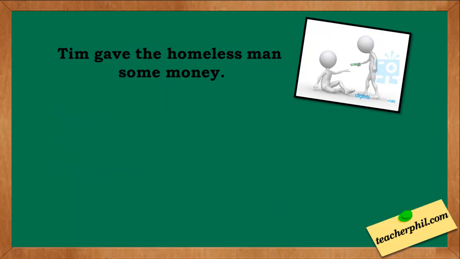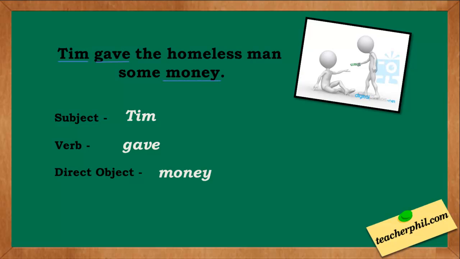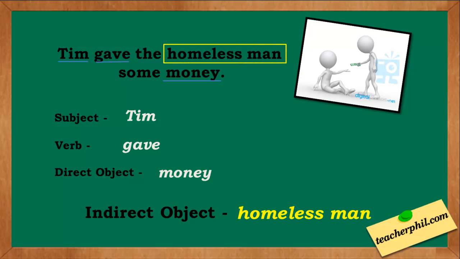The last example. Tim gave the homeless man some money. Our subject here is Tim. Our verb is gave. The direct object is money. And the indirect object is, of course, the homeless man. He is the receiver of the direct object, money.